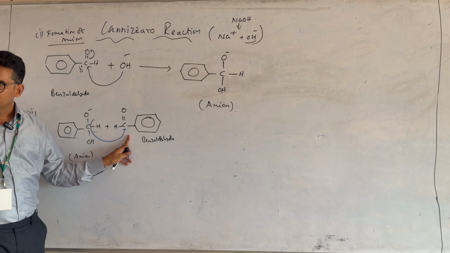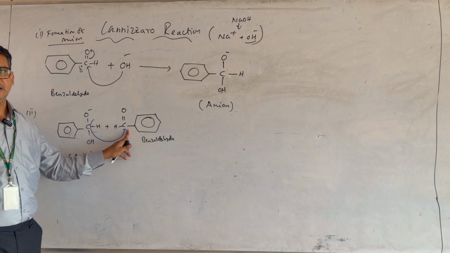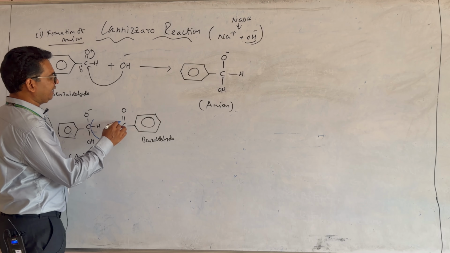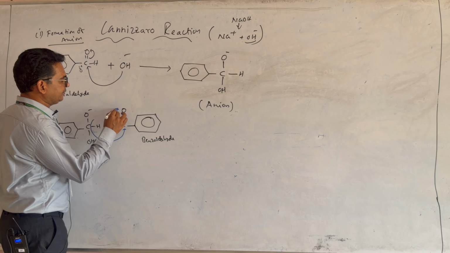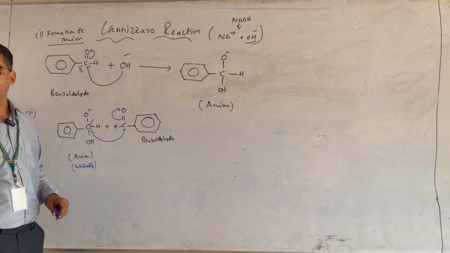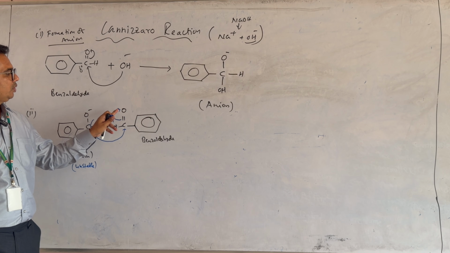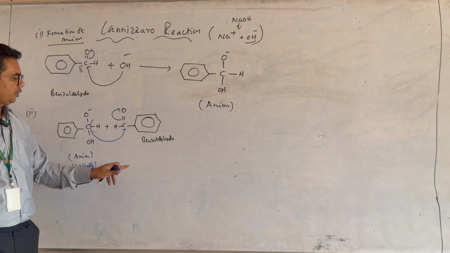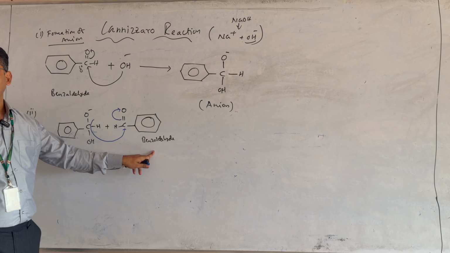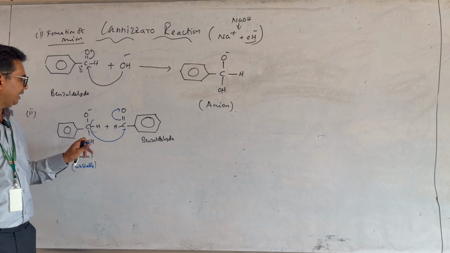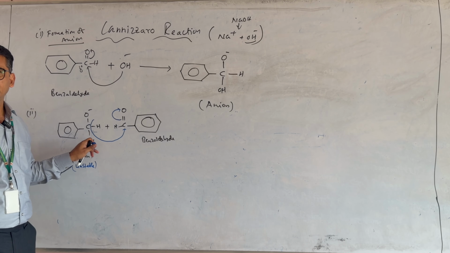When it shifts to this carbonyl carbon of another mole of benzaldehyde, again what type of effect is going to be produced? Electromeric effect. Again the electrons move from the carbonyl carbon to the oxygen. Then the benzyl anion is formed, and along with that the benzoic acid is formed.